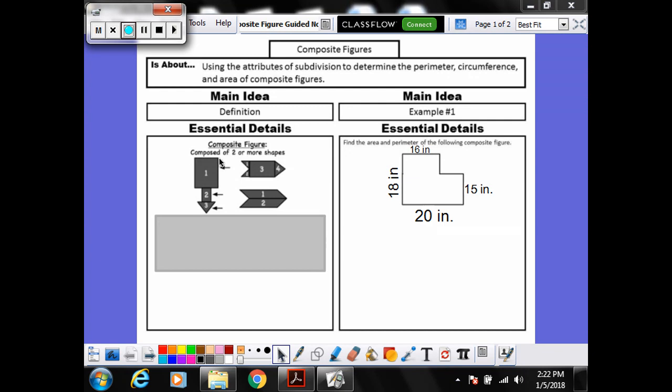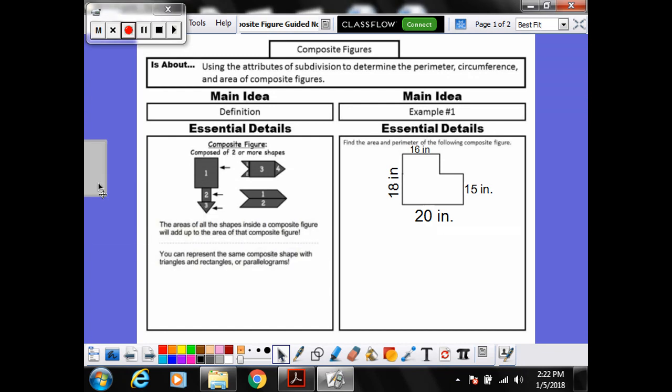Looking first at the definition, a composite figure is composed of two or more shapes. Like we look here, there's a rectangle, another rectangle, and a triangle. Or this shape is composed of three triangles and a rectangle, or this one's composed of two parallelograms. The areas of all the shapes inside a composite figure will add up to the area of the whole shape, and you can represent the same composite shape with triangles and rectangles or parallelograms or any shape they give you.